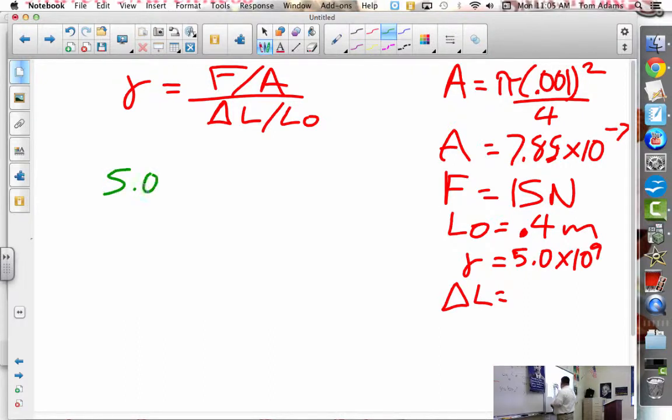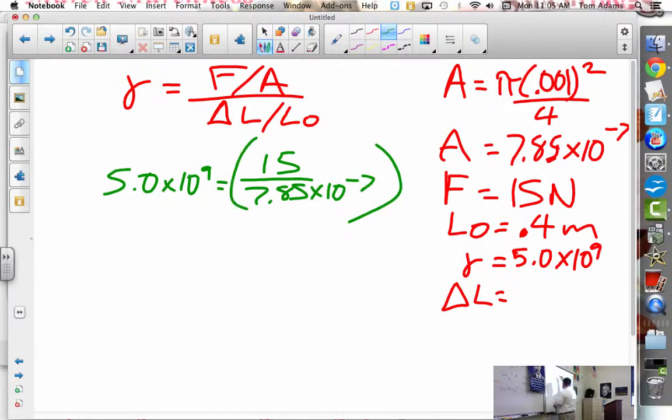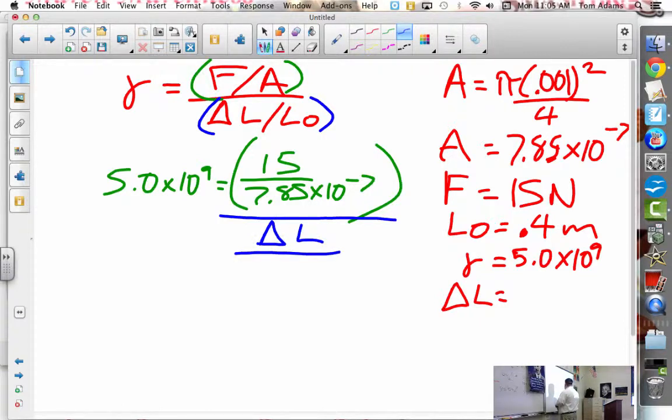So let's plug these numbers in and see what we get. So I've got 5 times 10 to the 9th is equal to 15 divided by 7.85 times 10 to the negative 7. That's all this stuff here. And then that's going to go over delta L over L naught, which is going to be 0.4 meters. Okay? Does that make sense so far? Mm-hmm. All right.